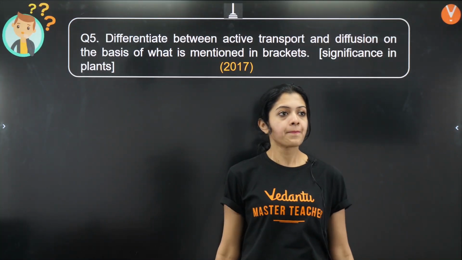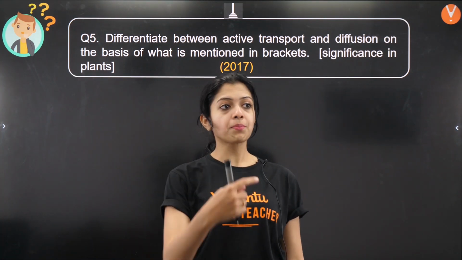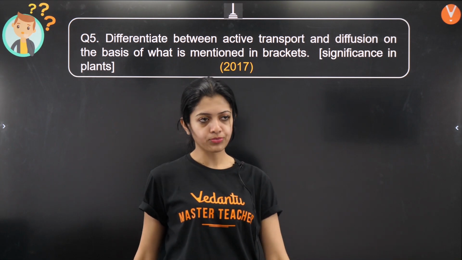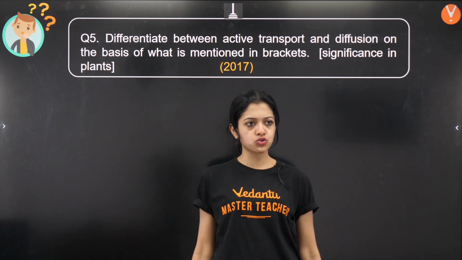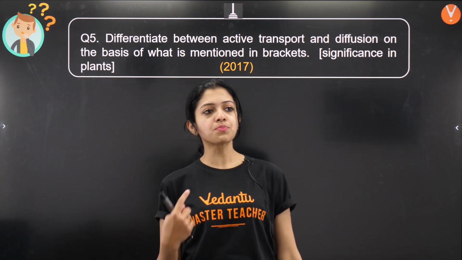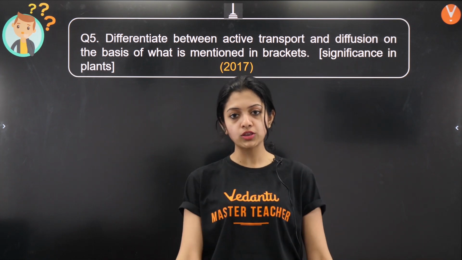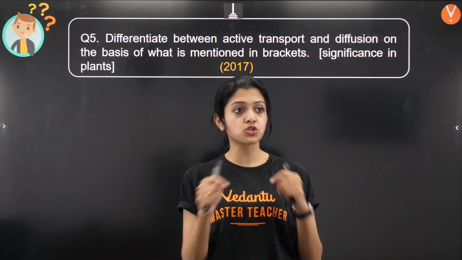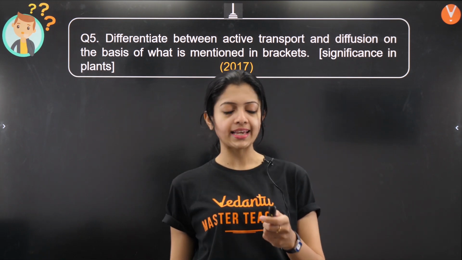All right, now next question, differentiate between active transport and diffusion on the basis of what is mentioned in brackets. Okay, so what is given in brackets is significance in plants. So what are you supposed to do? Difference between active transport and diffusion. Not just any random difference between those two. You must differentiate between them based on their respective significance in plants.